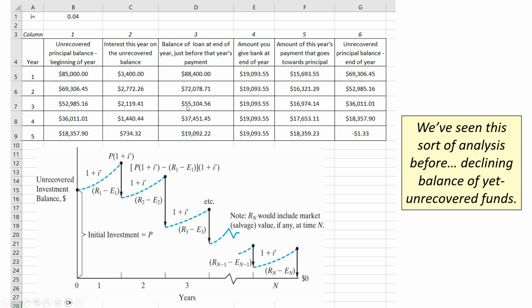So this is probably a spreadsheet that you still have on your computer, this example where we went through, and in the end we found it should go to pretty close to zero. It's not going to be exactly zero in a lot of cases just because of an odd number of years. But this is a way of breaking down the declining balance of yet unrecovered funds.